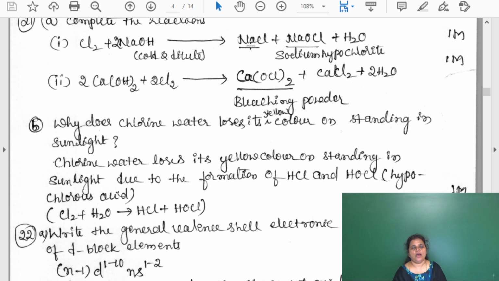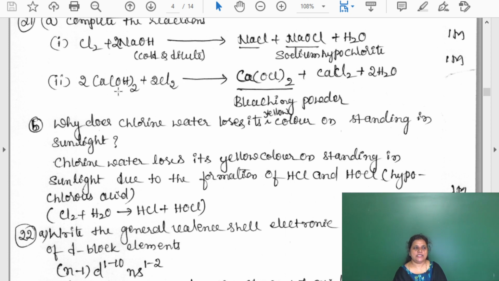There is no provision to allot half marks in the scheme. So you have to write both the products. If you have written both the products, then you allot 1 mark. If you have written only one product, then don't go for half marks.